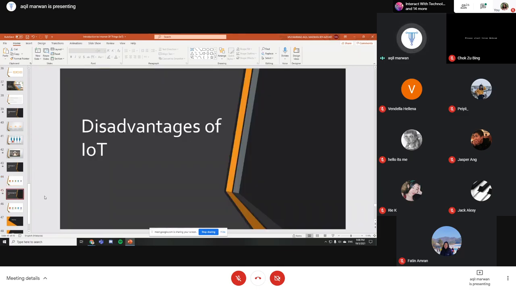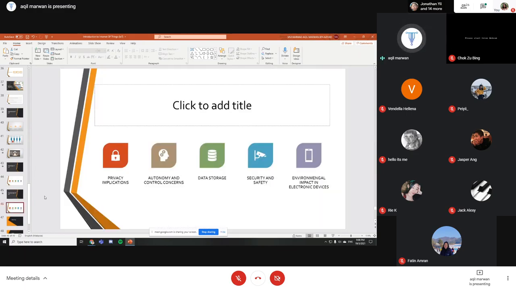And there are also the disadvantages or drawbacks of IoT devices specifically. Some of them are the privacy implications, which I've already mentioned before, that the data might reach third-party companies, unwanted users, and also hackers. Also autonomy and control concerns, data storage, security and safety, and environmental impact of electronic devices, which is considered an environmental concern nowadays.